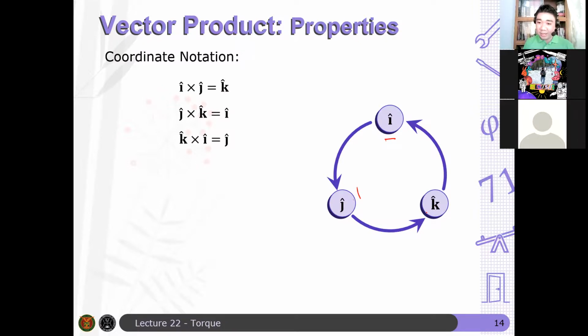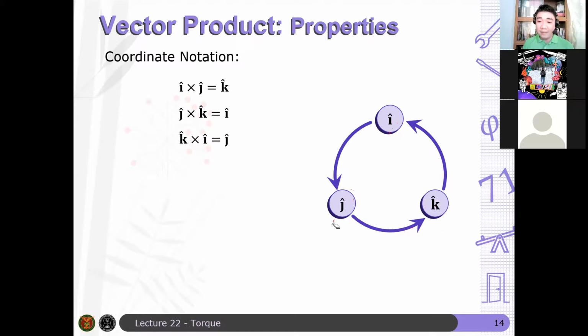So, I cross J is yung kasunod. K cross I is yung kasunod. J cross K is yung I. Okay? I cross J is K, K cross I is J. So, pag gumawa kayo ng diagram, dapat I, J, and K magkakasunod. Now, kung hindi ganun yung gagawin mo, edi kailangan mo maglagay ng negative.